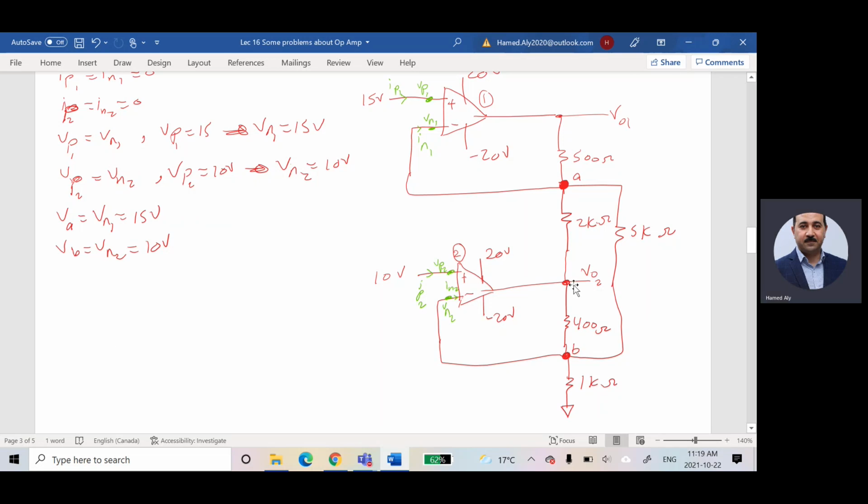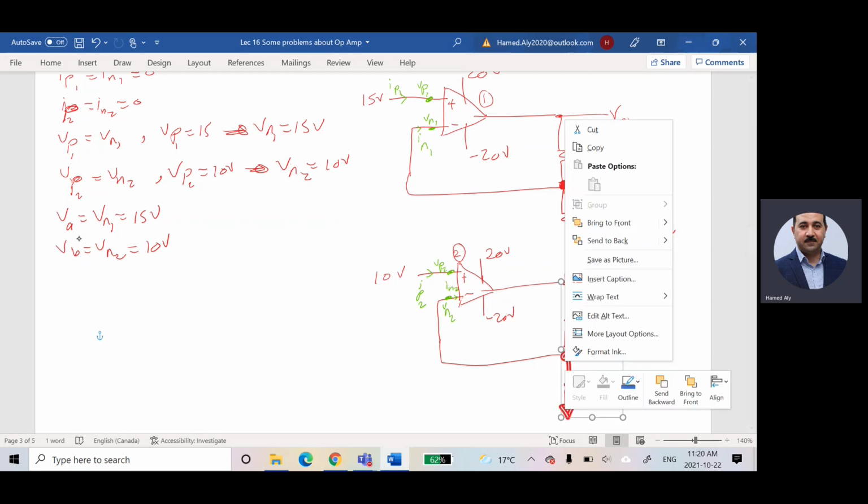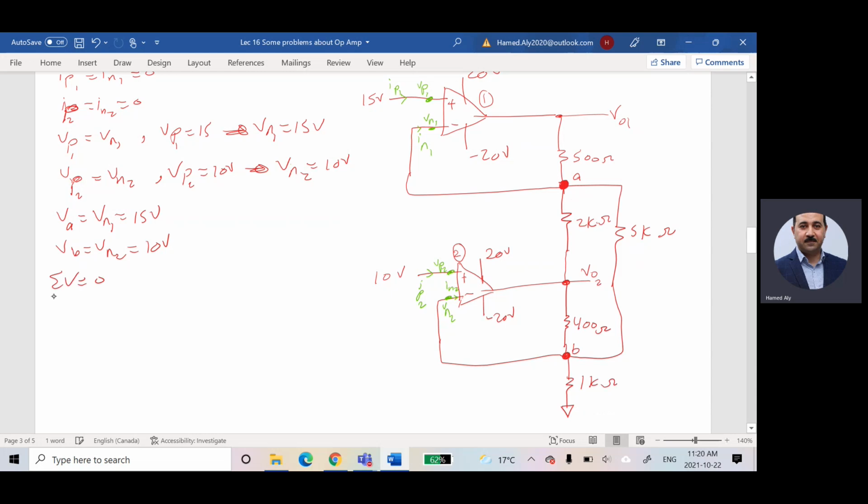I will say summation of the currents for the node is equal to 0. Where are my nodes? I have this one, and I have this one. So I would say summation of the currents for node A is equal to 0, and summation of the currents for node B is equal to 0, to put VO1 and VO2 in my equations and find them.